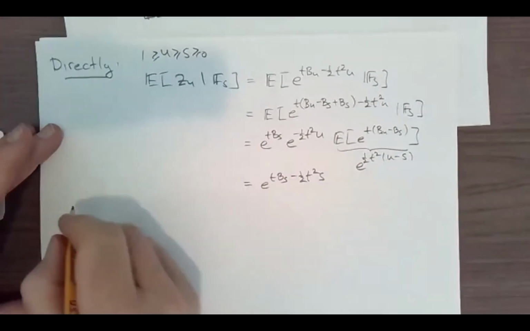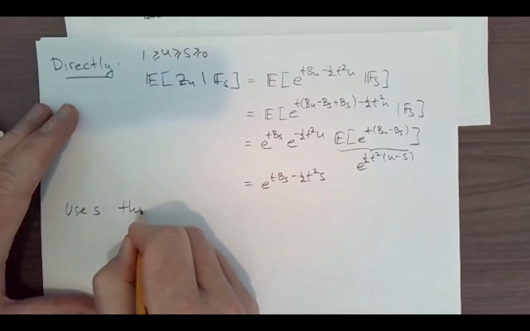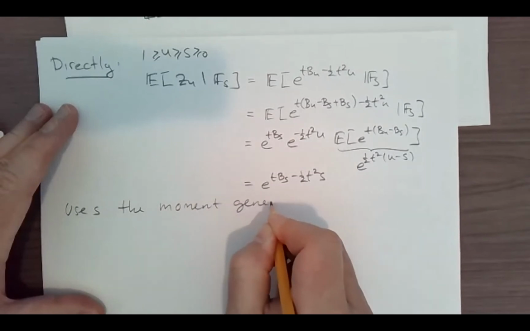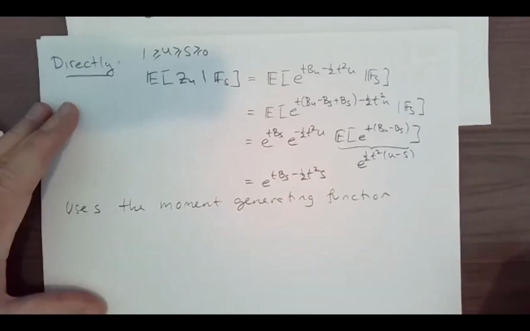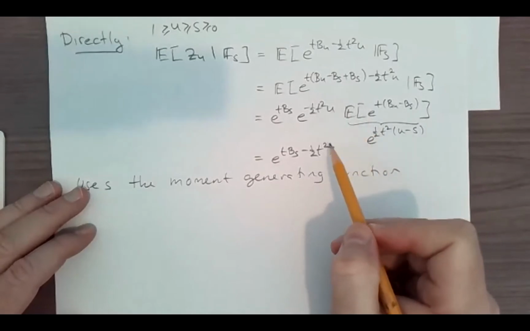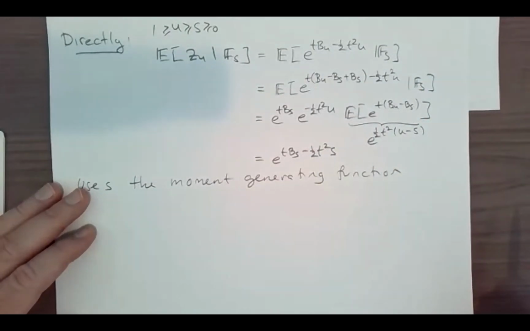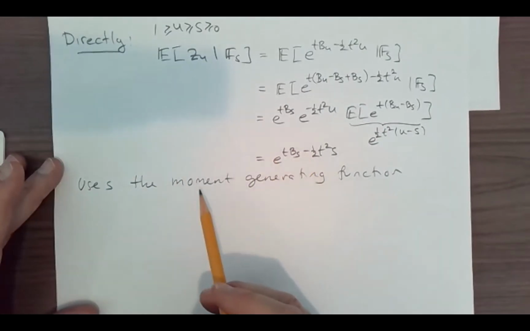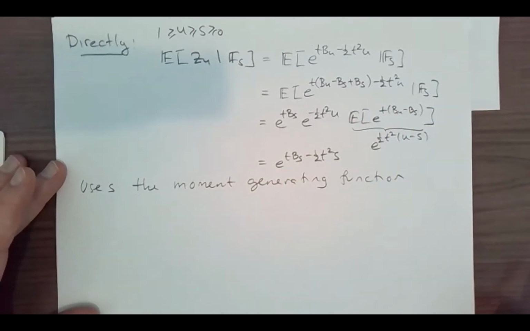But this here uses the moment generating function. So that's a drawback, right? I needed to go from here to here, and that used the thing that I'm actually trying to compute. So this method here is correct, but it does use the moment generating function, and this is what I'm trying to compute. So that's not too good.